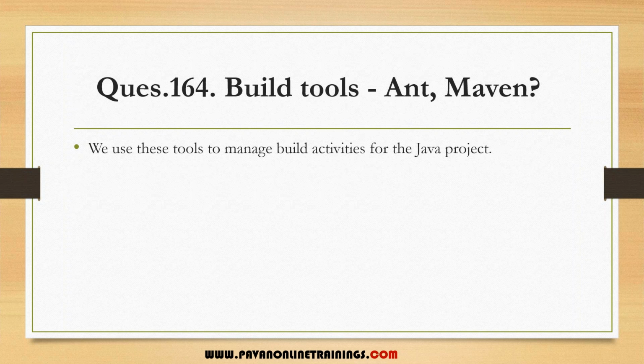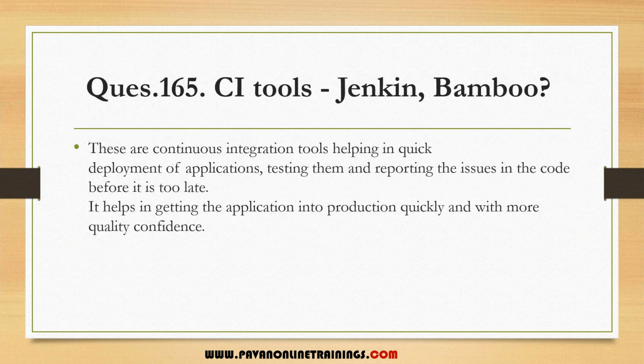By using these tools, we can maintain the versions. And build tools, we have build tools called Ant and Maven. We can use these tools with Selenium, and especially these tools are very useful in automation. These tools are used for managing build activities for Java projects as well as our Selenium automation projects. Next question, CI tools. We have continuous integration tools like Jenkins and Bamboo, and these are basically continuous integration tools helping in quick deployment of applications, testing them and reporting the issues in code before it is too late. It helps in getting the application into production quickly and with more quality confidence.